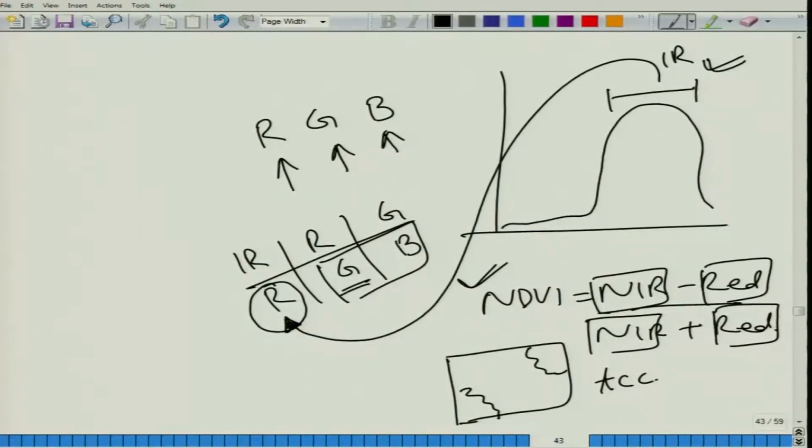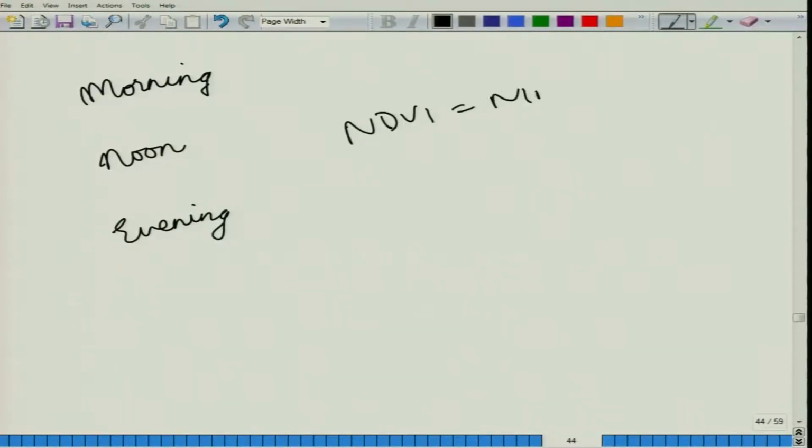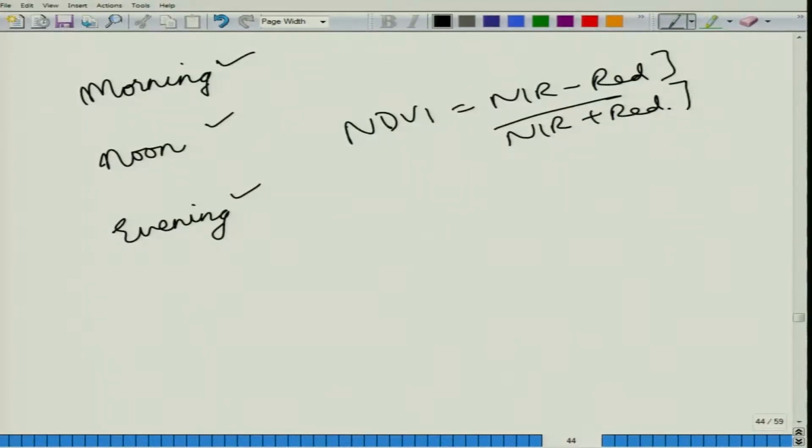So, for instance, you took one image in the morning, another at noon, and say another in the evening. Because we are using this ratio, NDVI is equal to NIR minus red upon NIR plus red, it does not matter whether you are taking the morning image or the noon image or the evening image, because the differences in illumination between these images would be covered by this ratio. So, you can compare the morning image with the noon image and with the evening image and so on.